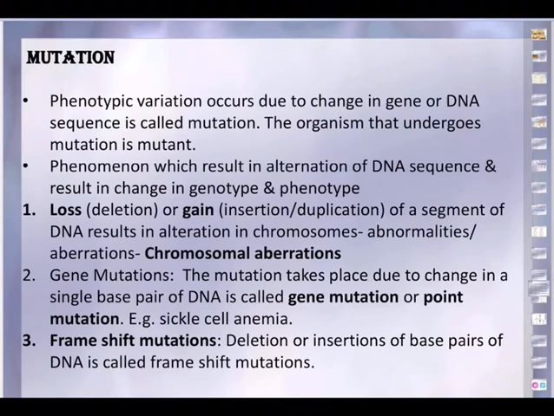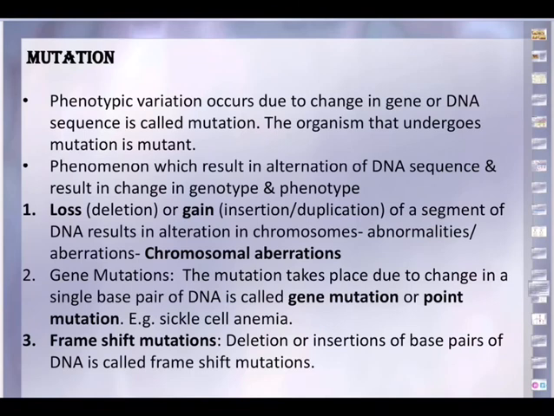It occurs in crossing over of chromosomes, as I said, during meiosis, particularly prophase 1. And sometimes mutations also take place. What is mutation? Anything that happens suddenly in an organism is called mutation. So phenotypic variation occurs due to sudden change. The change may be in a gene or DNA sequence. So the organism that undergoes mutation is called a mutant. Phenomena which result in alteration of DNA, a change in DNA sequence, result in change in genotype as well as phenotype.